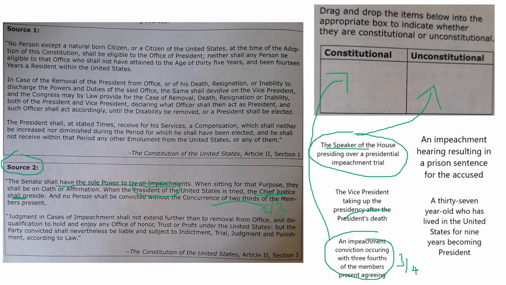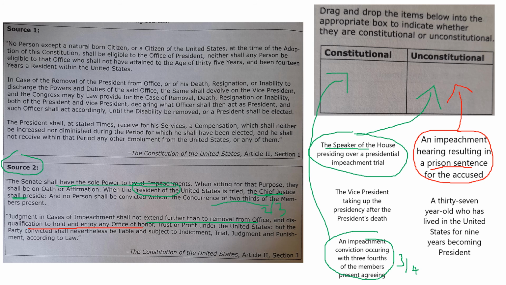Judgment in cases of impeachment shall not extend further than the removal from office. So the punishment for somebody that is found guilty in an impeachment trial shall be removal from office and the disqualification to have any office in the future. Here it says the prison sentence is the result of the impeachment. This would also be not constitutional. The Constitution says the only punishment that is available is to remove them from office. You cannot send them to prison or ask for any money. So that was based on source 2.